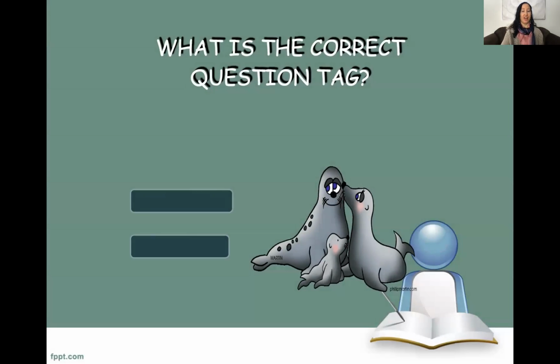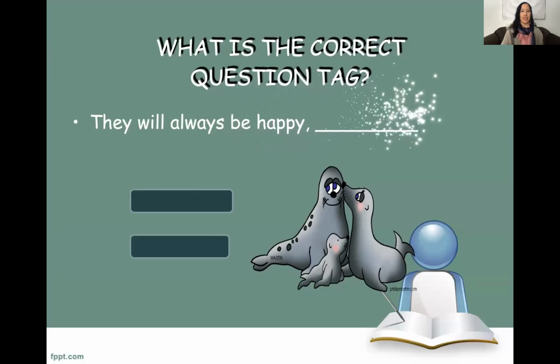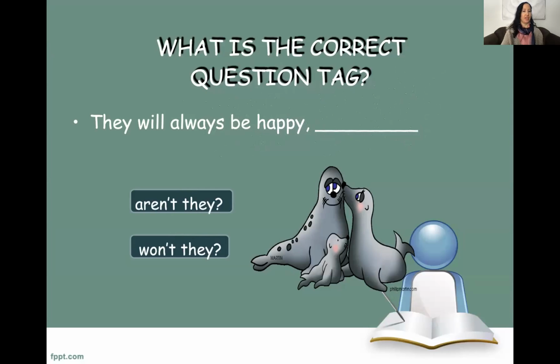What is the question tag on this one? They will always be happy. Aren't they? Won't they? Which one? Won't they? Okay, remember, the auxiliary or the modal verb must agree, will with won't, okay?